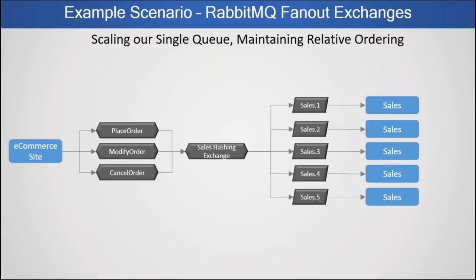If you want to be guaranteeing relative ordering of your various related events, well, you could actually scale out your queue. Here we've scaled out our queue to 5 queues, and we've put a sales hashing exchange, a consistent hashing exchange, in between our 3 Fanout exchanges and our queues. And that way, when the e-commerce site, as long as it puts the order ID as either the routing key or a message header, we can then configure our exchange to route by that and make sure that for a given order, it always goes to the same queue. And then as long as we have 1 instance of our sales application per queue, we guarantee that we process these events in the right order, and we get scaling.